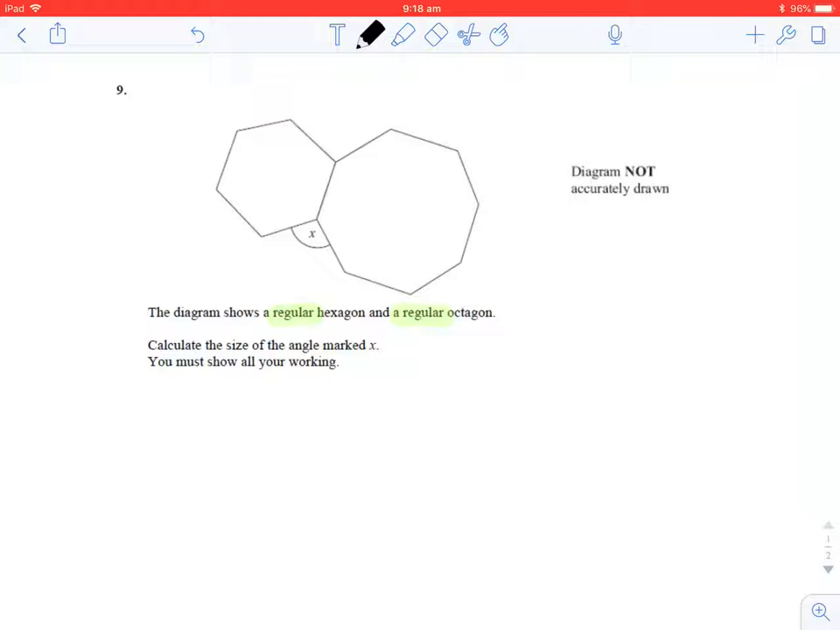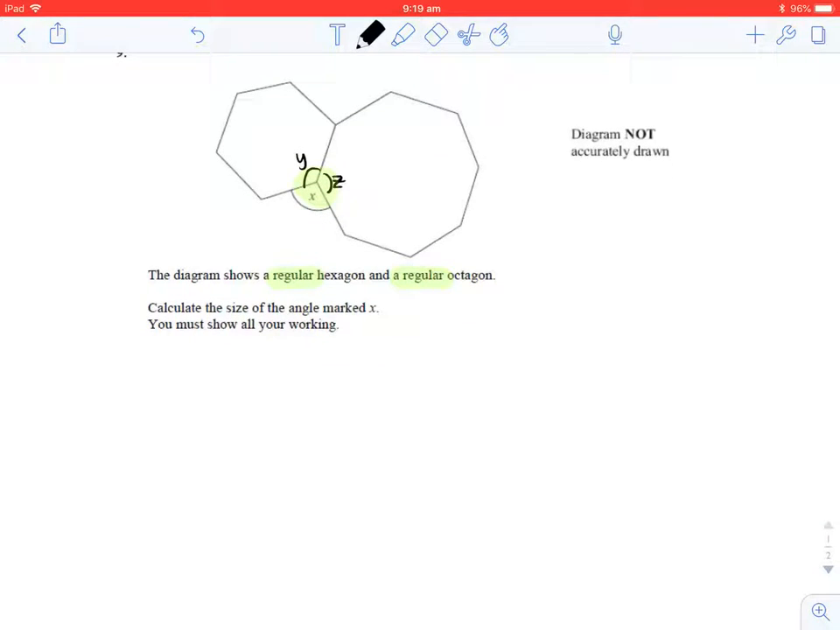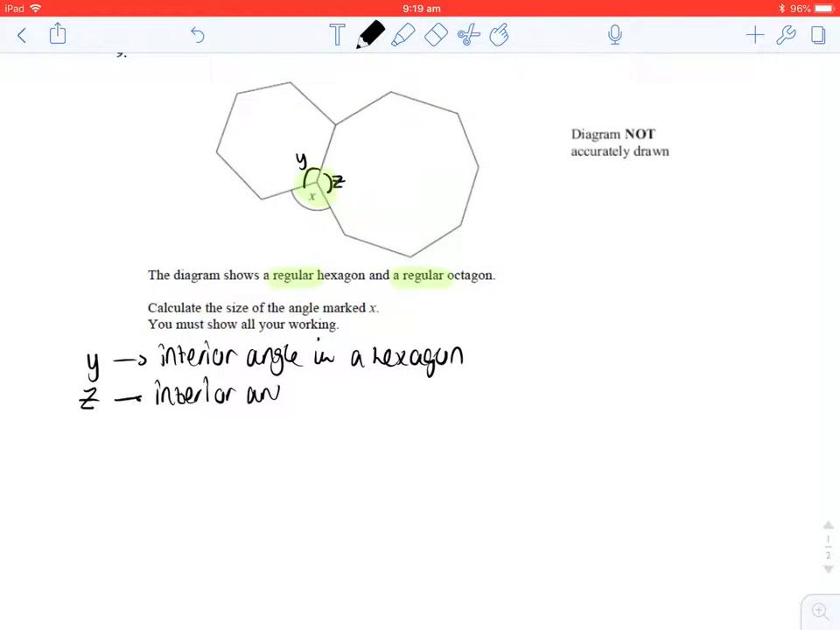So what I'm going to do is I'm going to try and find this angle here that I'm going to call Y, and I'm going to try and find this angle here that I'm going to call Z. And then I'm going to say that all of these angles should add up to 360 degrees, and then I should be able to find out what X is. So what we've got is that Y is the interior angle in a hexagon, and we've got that Z is the interior angle in an octagon.